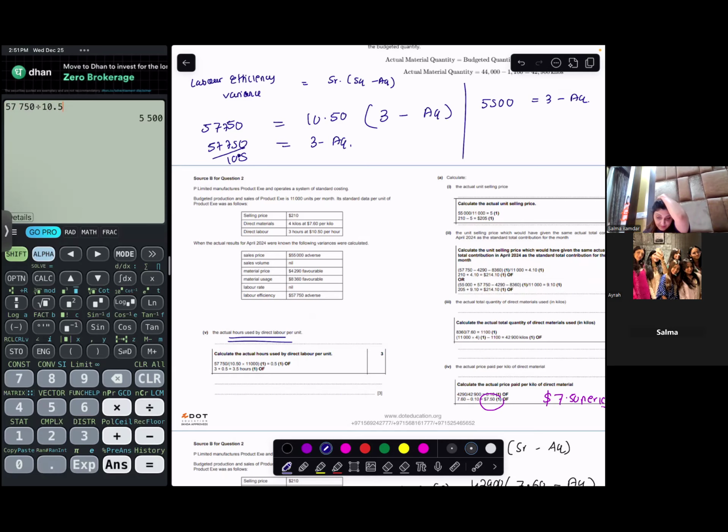57,750 is the efficiency variance, no? For how many units? 11,000 units. So if the numerator is for 11,000 units, the denominator should also be for 11,000 units. So you multiply this by 11,000 to get per unit variance. You multiply 10.50 into 11,000.